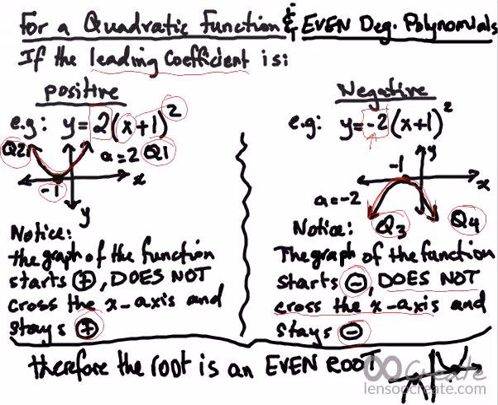In this case, the root, negative 1 here, and negative 1 in this case as well, is called an even root. And as we're drawing, we see those two shapes at that even root, where the function forms a curve that does not cross the x-axis.